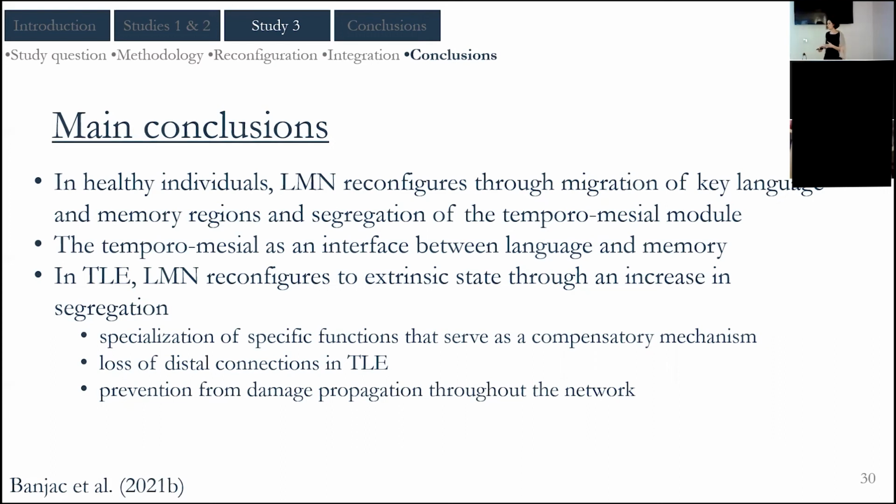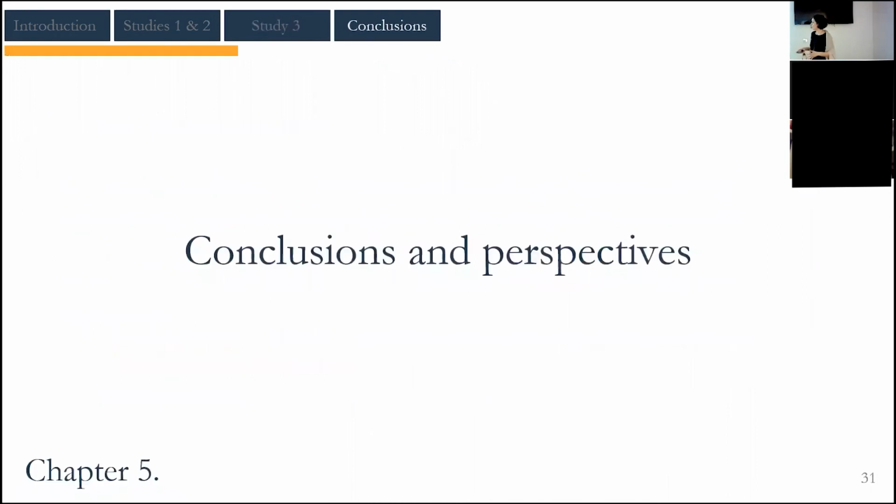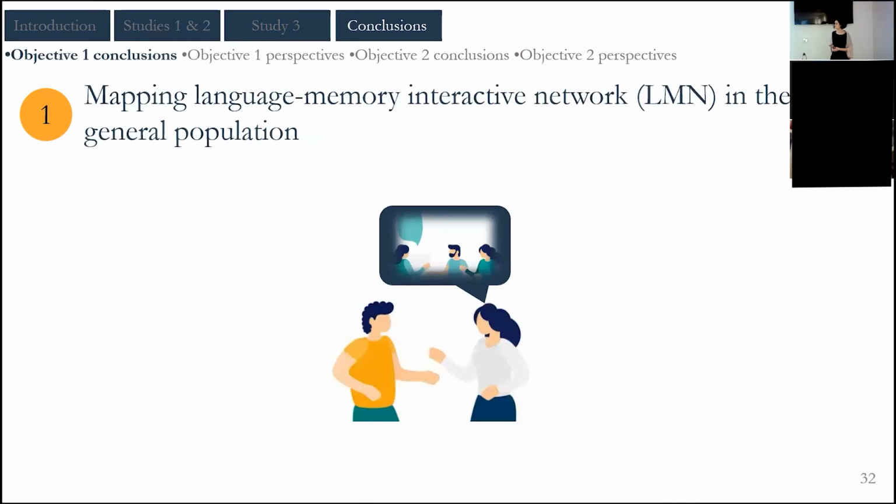It could be because of a compensatory mechanism of specializing certain functions to support network integration. Also, it could be due to the loss of distal connections. And finally, having more modules could actually be a mechanism to stop seizure propagation. And now I will summarize our conclusions and present perspectives.